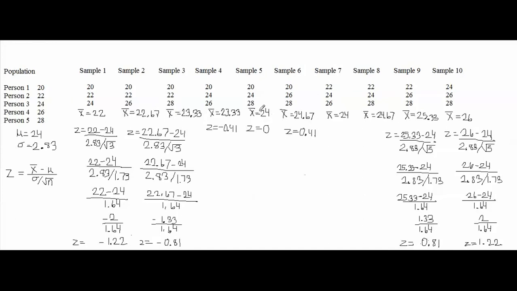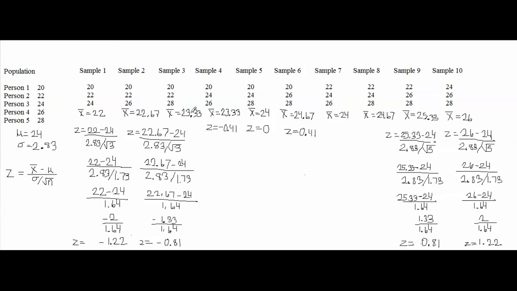Like I said, as the sample mean gets further below the population mean, z gets further below 0. As the sample mean gets further above the population mean, z gets further above 0. So the z-score is a way of showing how extreme the sample is. And what I mean by extreme is how far the sample mean is from the population mean.